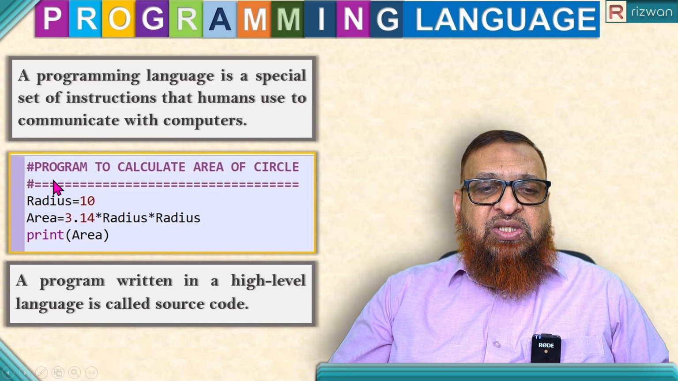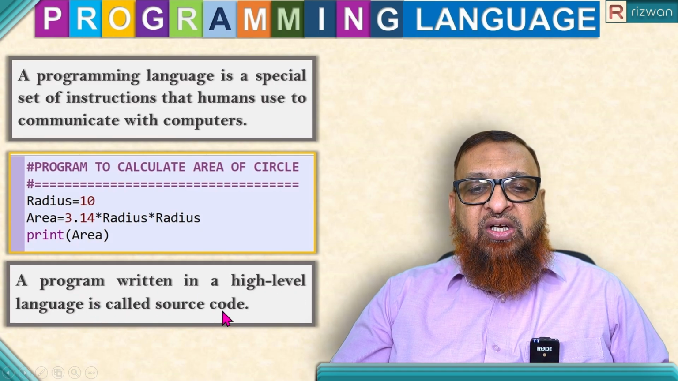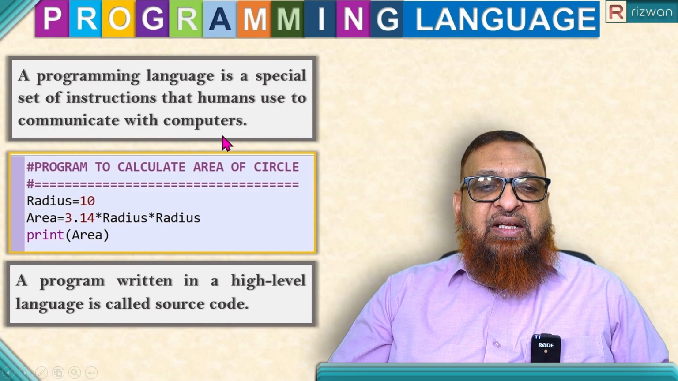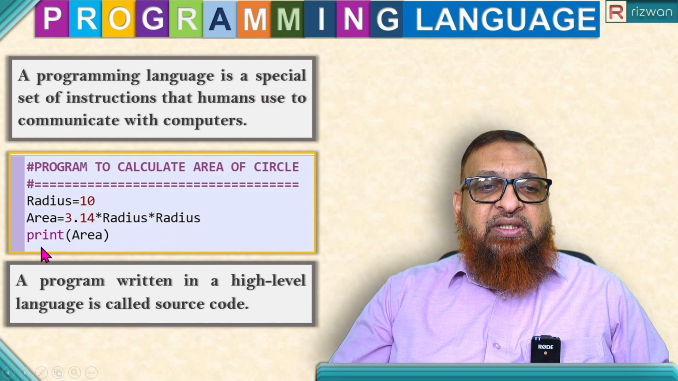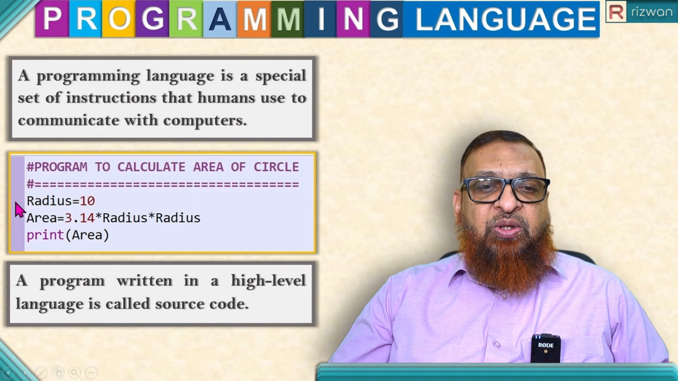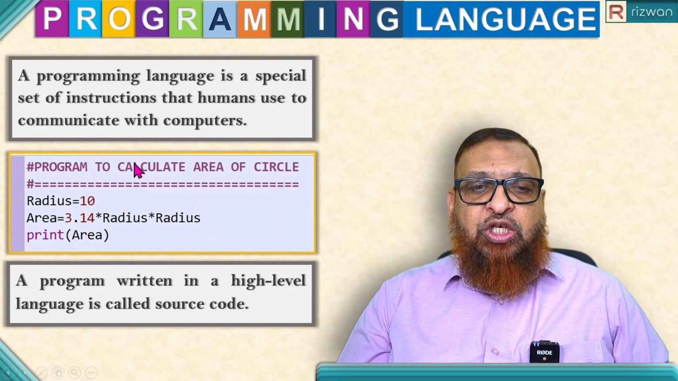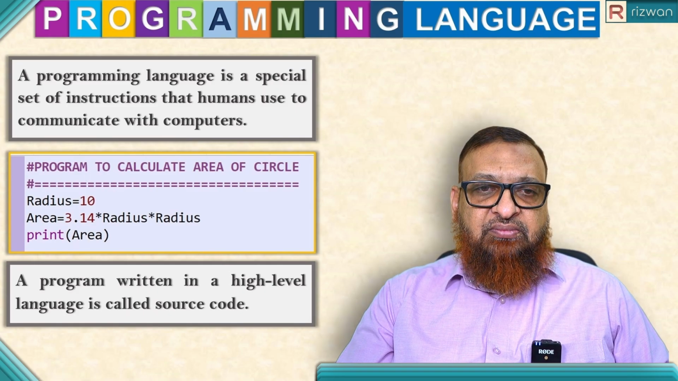Okay. So this we call it as what? Source code. A program written in high level language is called source code. So programming language is what? See this, we have written this program to calculate the area of a circle by using Python language, right? So we need to learn this programming language in order to communicate with the computers. So this particular thing we call a source code. This is called a high level language program that I have written in order to calculate the area of a circle.